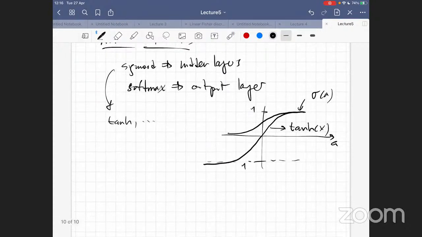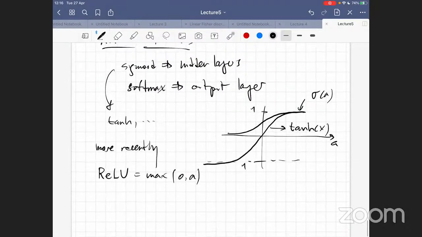So, for example, more recently a popular activation function is the so-called rectified linear unit. Rectified linear unit is just the max between 0 and A. So the rectified linear unit is just this thing. Let me put it in another color. Okay, so this is A, this is ReLU. This has also been used.